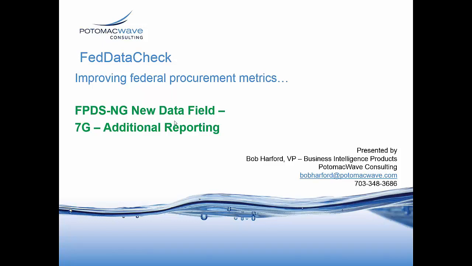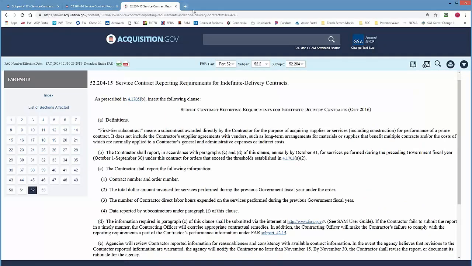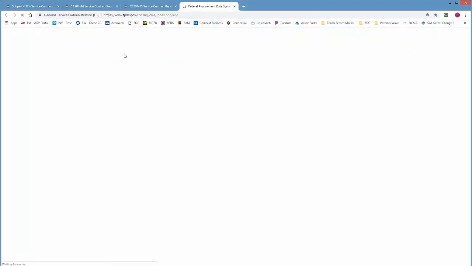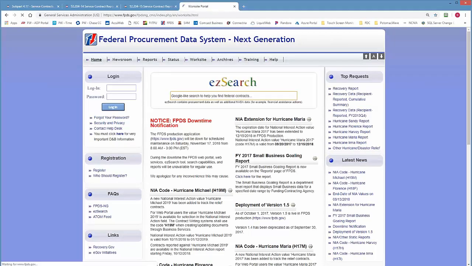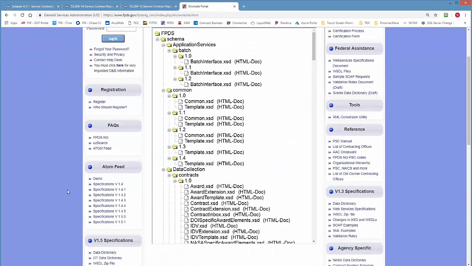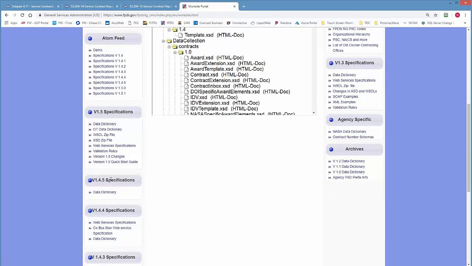Today's webinar is going to be on a new FPDS NG field that was introduced on October 1st, 2017, so about a year ago. It's 7G, additional reporting. You can always go to the FPDS NG site, click on work site, and this will give you the latest definition of terms, data dictionary for FPDS NG.